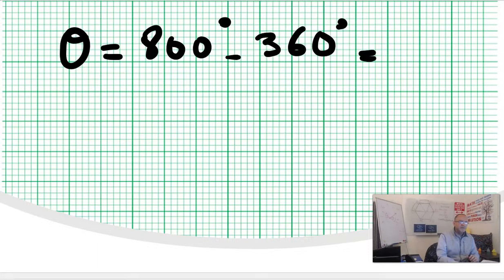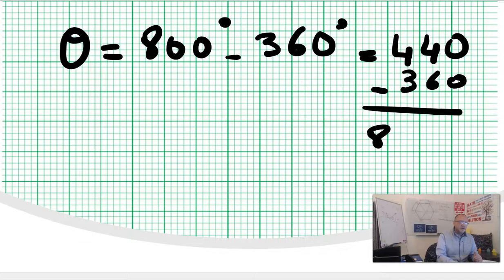What do I get? You get 440. Yeah, but you're still above the first rotation. You're not within the goal that you set for yourself between 0 and 360. So you're going to do another minus 360, and you arrive at 80 degrees. So you did basically 2 rotations backwards in order to get to your 80 degrees.